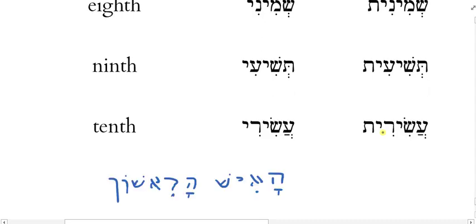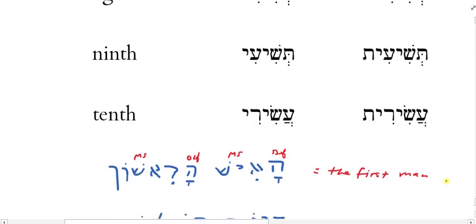Notice in this expression, I have ha'ish ha'rishon. What do I have here? Well, I have a masculine singular noun, the man, and it's definite. I have ha'rishon. This is the masculine singular form of the adjective, and it has to be definite as well. The man, the first, is the first man. Okay, so that's my ordinal. Got to agree in gender, number, and definiteness. That is characteristic of attributive adjectives. My ordinal will follow those rules.